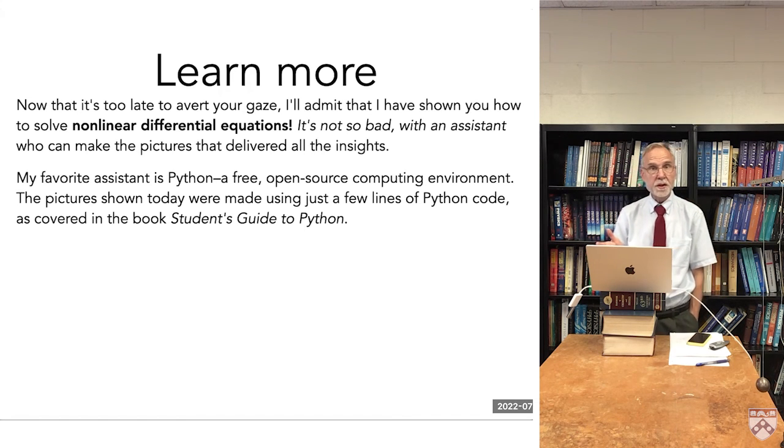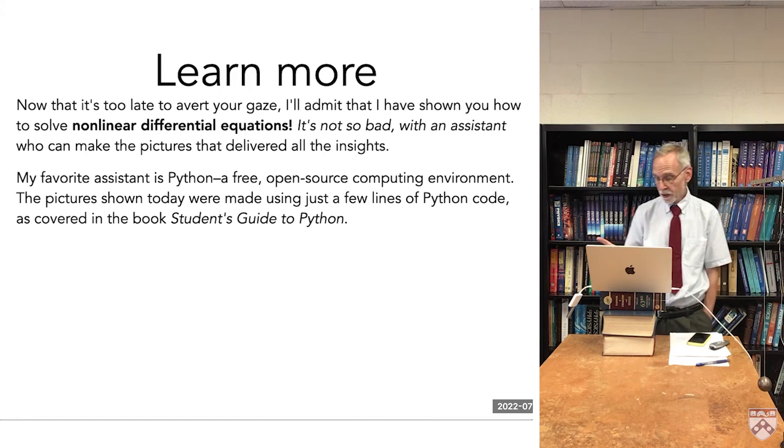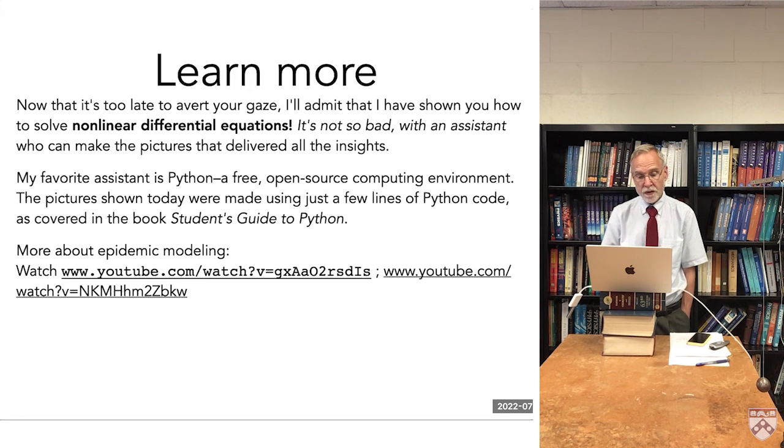My favorite assistant right now is Python because it's free and open source, and there are various books that will teach you how to use Python. You can learn more about epidemic modeling at websites like this one, and thanks very much for your attention.